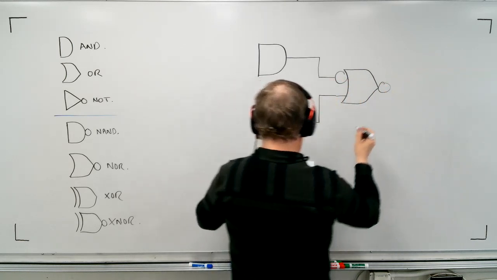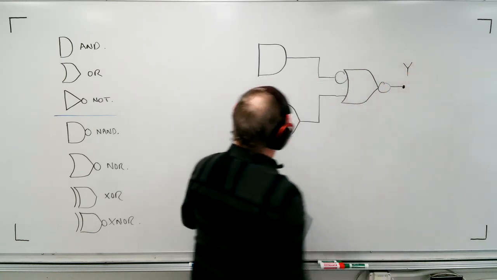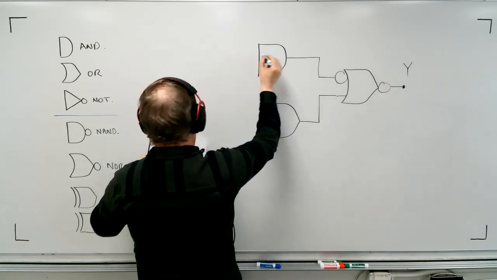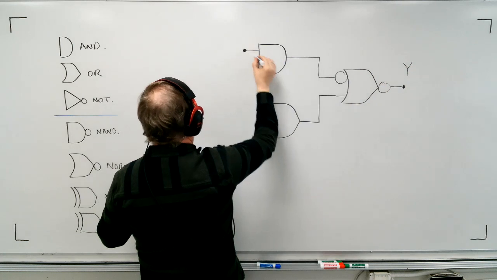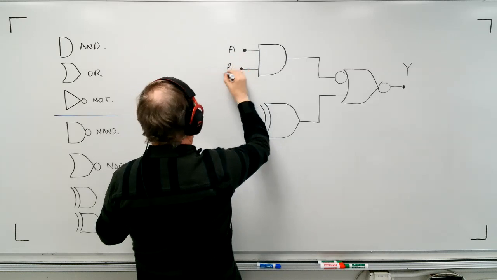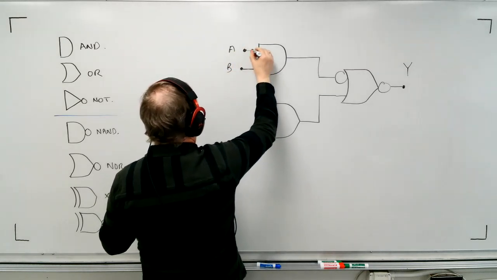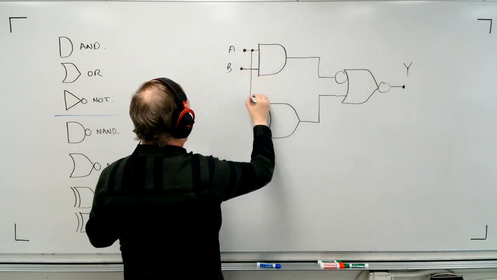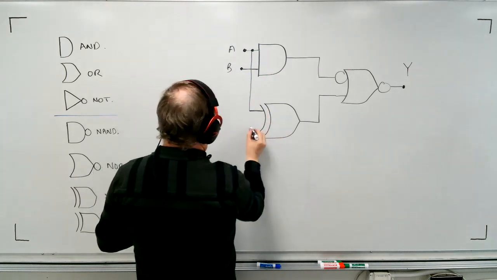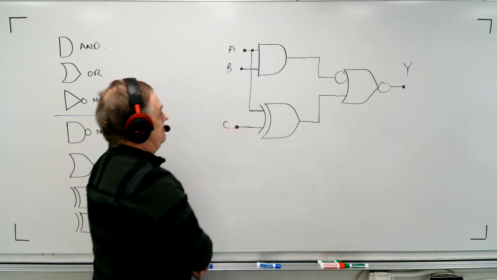Okay, and this is going to go out, and I'm going to go back to using Y. What I'm going to see over here is A going in and B going in, A and B. And I'm also going to take this input from A and feed it down and use it as one of the inputs on this XOR. The other input I'm going to bring from here, and this is going to be input C.